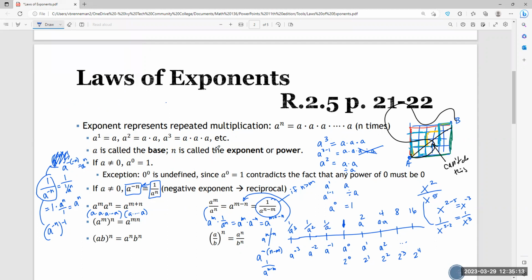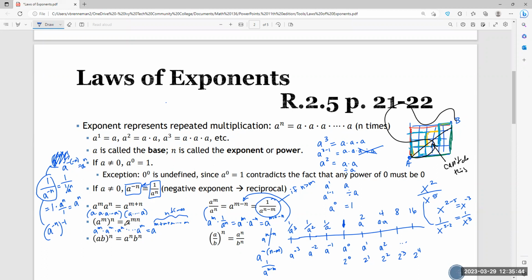All right. The next rule then, a to the m to the n. Well, that's a to the m times a to the m times a to the m, n times, but the product rule says that's going to be a to the m, and we're adding the m n times. And when you add something n times, that's the same as taking that thing times n. So we get a to the m times n.